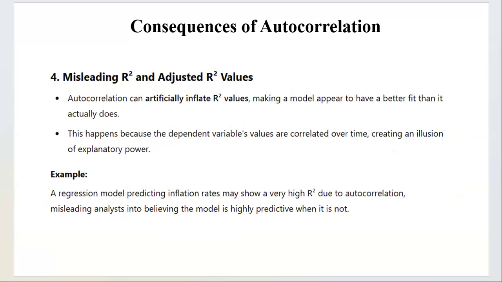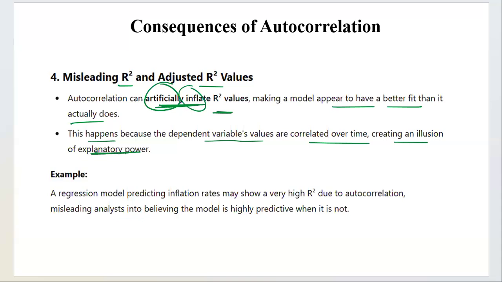Also, the R square and the adjusted R square will be artificially inflated. Autocorrelation can artificially inflate the R square values, making a model appear to have a better fit than it actually does. This happens because the dependent variable values are correlated over time, creating an illusion of explanatory power.